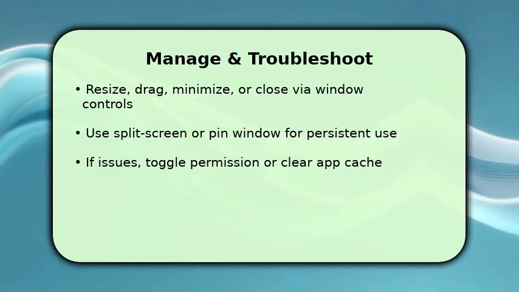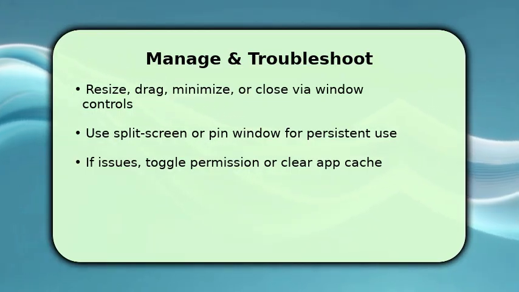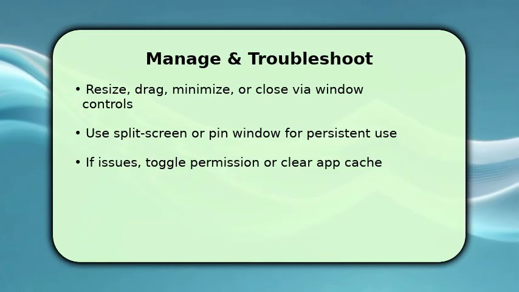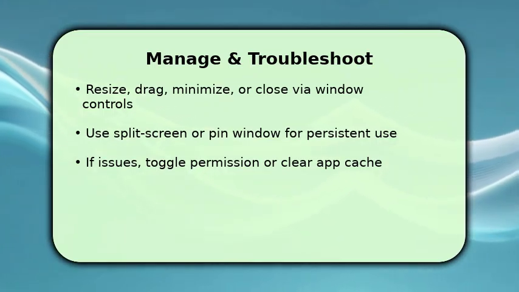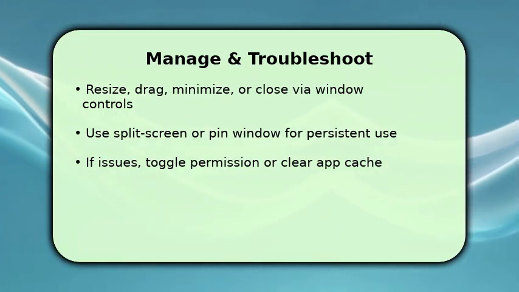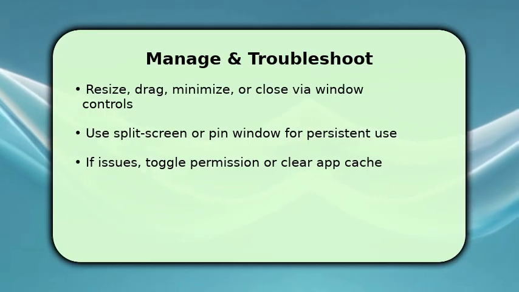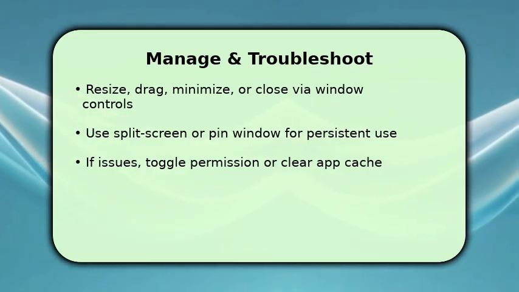If a floating app won't open, make sure overlay permission is enabled for that app, clear the app cache, or restart the phone to reset system overlays. If problems persist, disable and re-enable the floating window feature in Settings and try again.